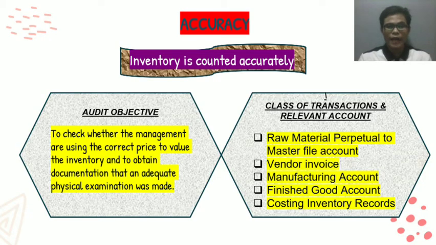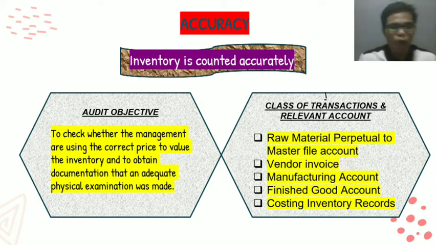Okay, now we move to the next management assertion in the inventory and warehousing cycle. The next management assertion is accuracy. What is accuracy? Accuracy is that inventory is counted accurately. That means the auditor needs to evaluate the company's inventory, whether it is counted or recorded accurately or not.